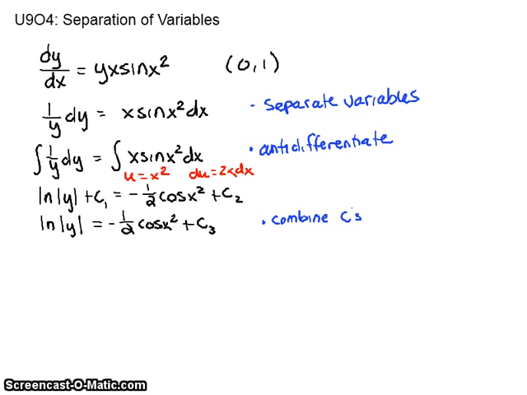What we will do now, though, is actually find that c3. So we're going to plug in our initial value, the point that they gave us, (0, 1), and solve for c. I'm going to do this one in a different color, so we know that it's different work. So the natural log of 1 is equal to negative 1/2 cosine of 0 squared plus c3. And again, we'll call this step solve for c3, using initial point.